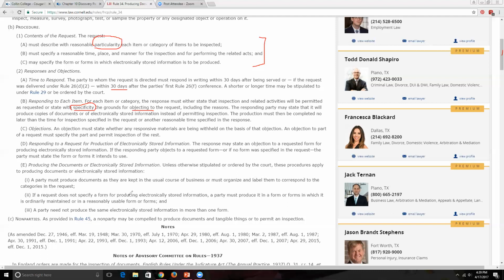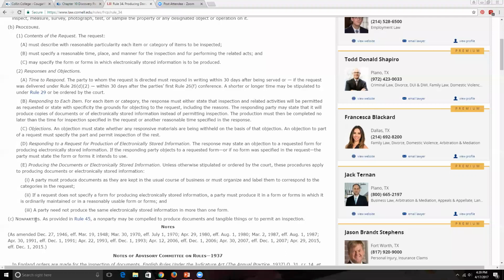If a request does not specify a form for producing ESI, a party must produce it in a form or forms in which it is ordinarily maintained or in a reasonably usable form or forms, and a party does not need to produce the same ESI in more than one form. So this is all the stuff that we've talked about with respect to parties.